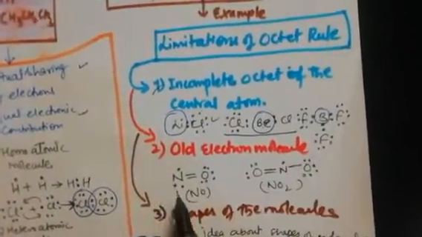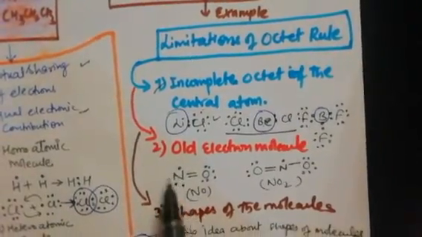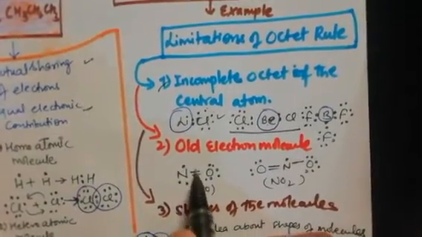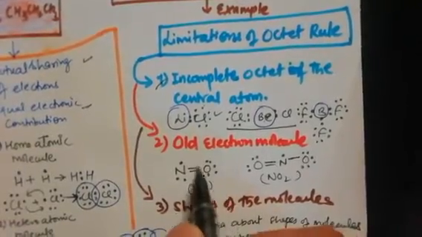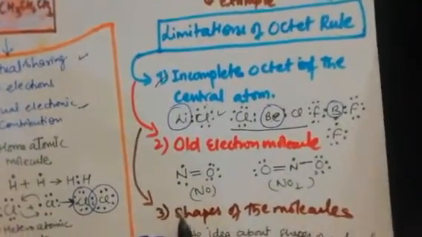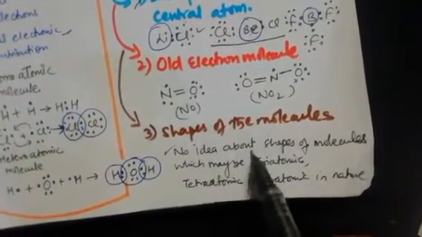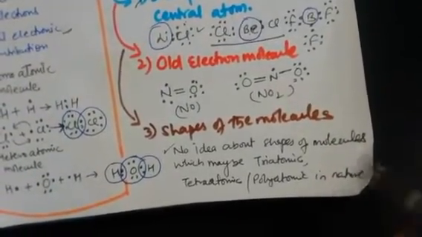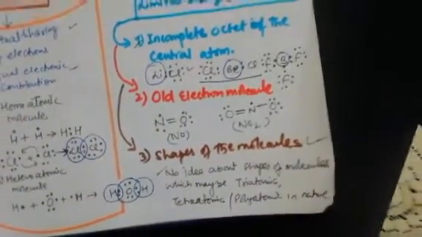Second, odd electron molecules. Some molecules have an odd number of electrons, meaning they already have this many electrons and are not forming 8 electrons. Suppose 1, 2, 3, 4, 5, only 5 electrons are there, whereas oxygen has 1, 2, 3, 4, 5, 6, 7, 8, with each bond formed by 2 electrons. Third is the shapes of molecules. It means that the octet rule does not give an idea about the shape of a molecule, which may be triatomic, tetratomic, or polyatomic. For this purpose we have another theory, which we will study later on.